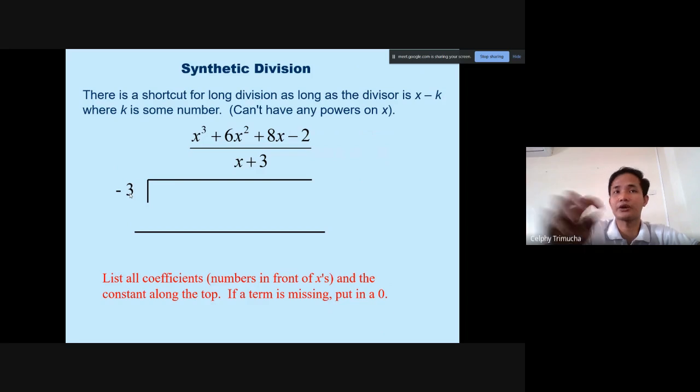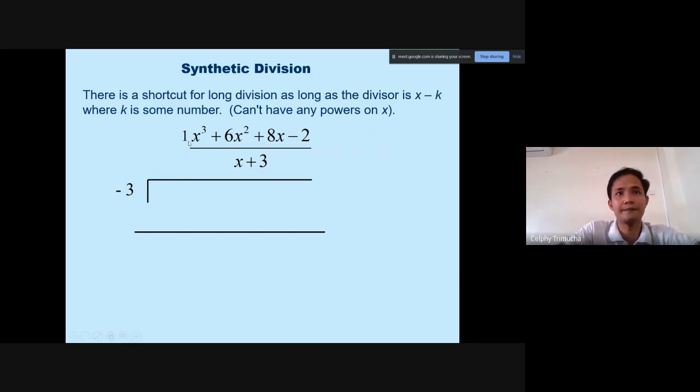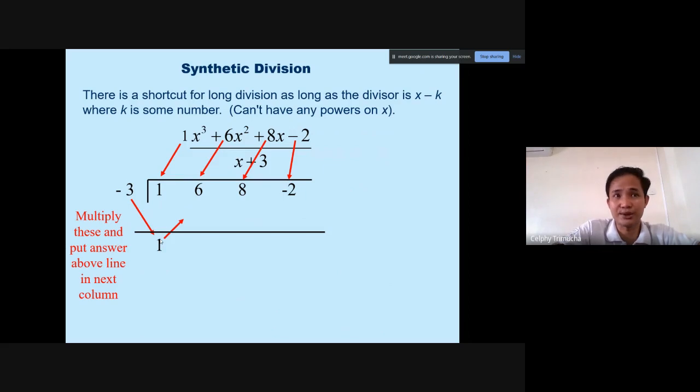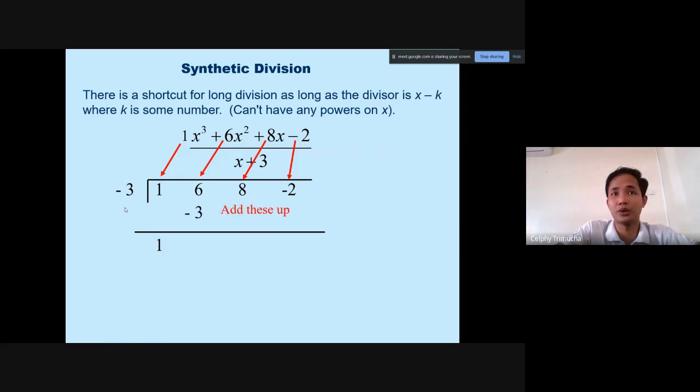All the coefficients, we just copy. So we have 1, 6, 8 and negative 2. Next, perform the division. Bring first the number down below the line. So we have 1, we bring down the 1. Next, multiply this and put the answers above the line. So we have 1 times negative 3, that will be negative 3. Then we have to add, 6 plus negative 3 will be equal to 3.